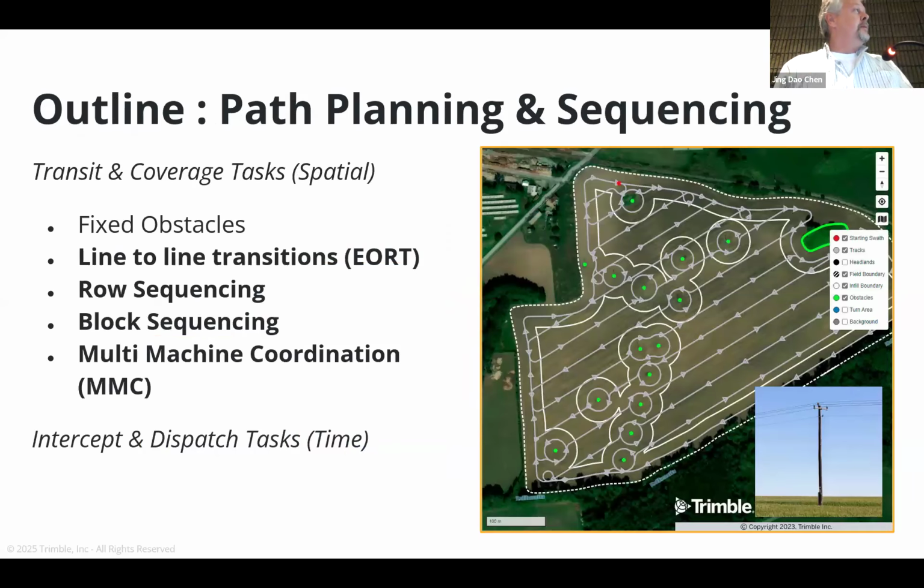And what I'm going to do is jump through a bunch of these topics at a high level. I'm not going to talk about obstacles. If you want to talk about obstacles, I can talk about that offline. But there's a bit of a pyramid here of complexity. If you start at the particular line transitions, it's where you get your end of row turns. We'll go through row sequencing, block sequencing, and define what that is, and then get to multi-machine coordination. These tend to be spatial in nature. There's also temporal elements, which for brevity, I'll skip today.